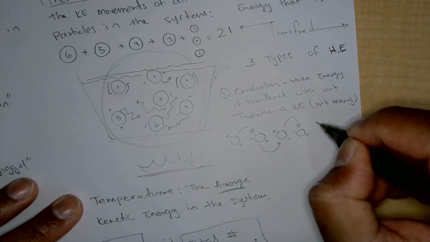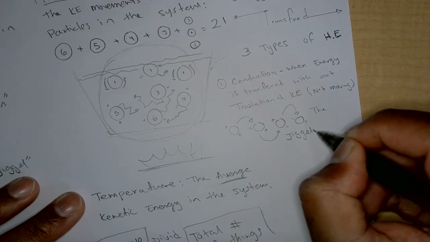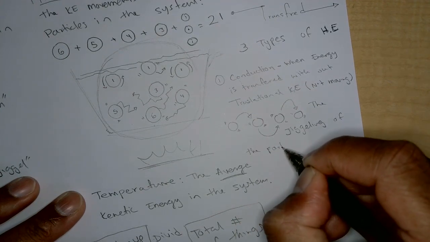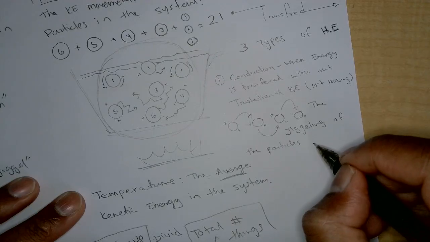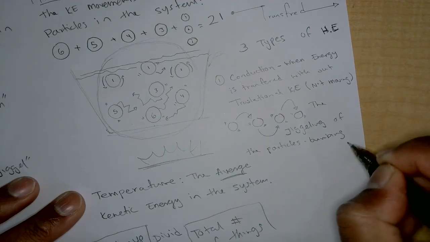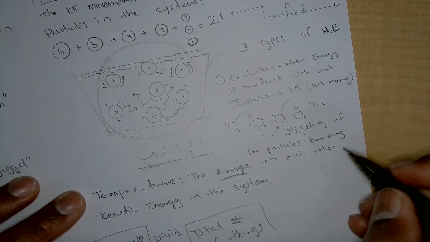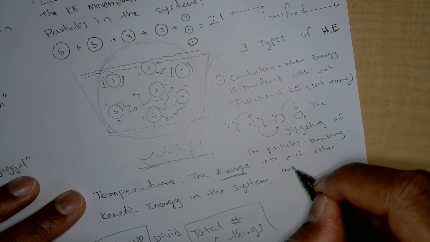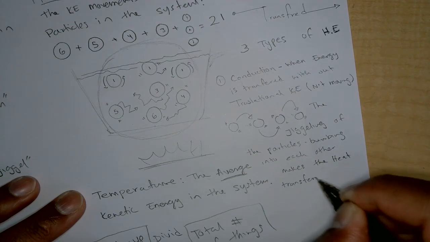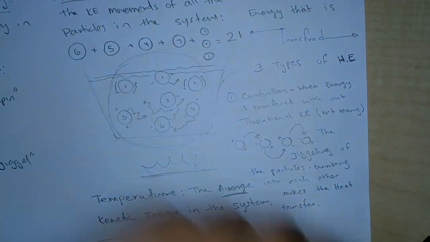So we'll say that the jiggling of the particles bumping into each other makes the heat transfer. It's a pretty simple idea. So, like, imagine you have this jiggling like this. Once it bumps into over here, and it just moves on and on and on.